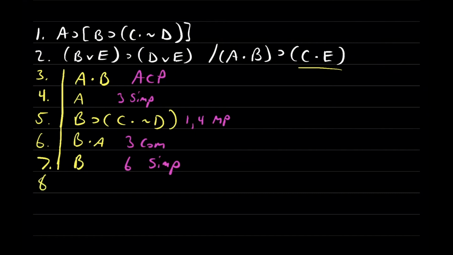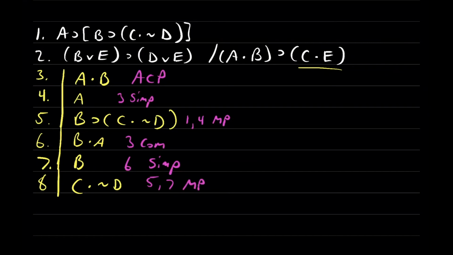Now I can do another modus ponens step. Right? Line 5 says B implies something. We have B, so we can get C and not D. And that's going to follow from line 5 and 7 by modus ponens.